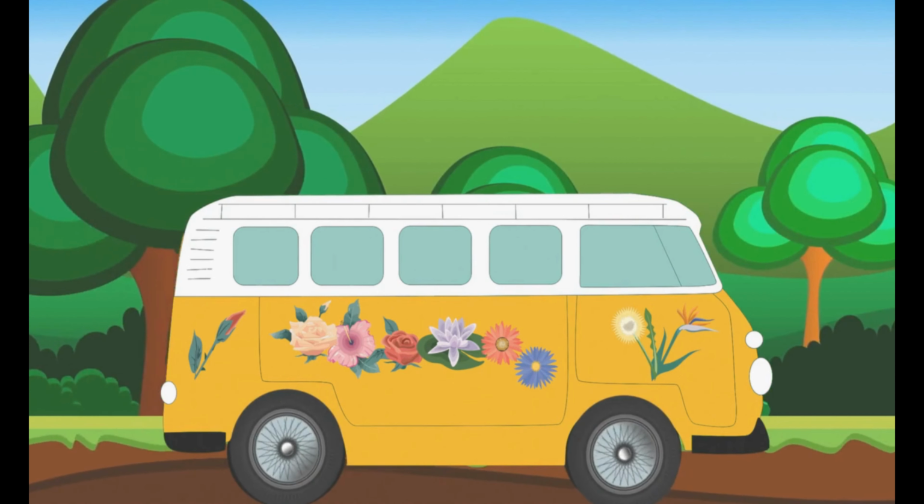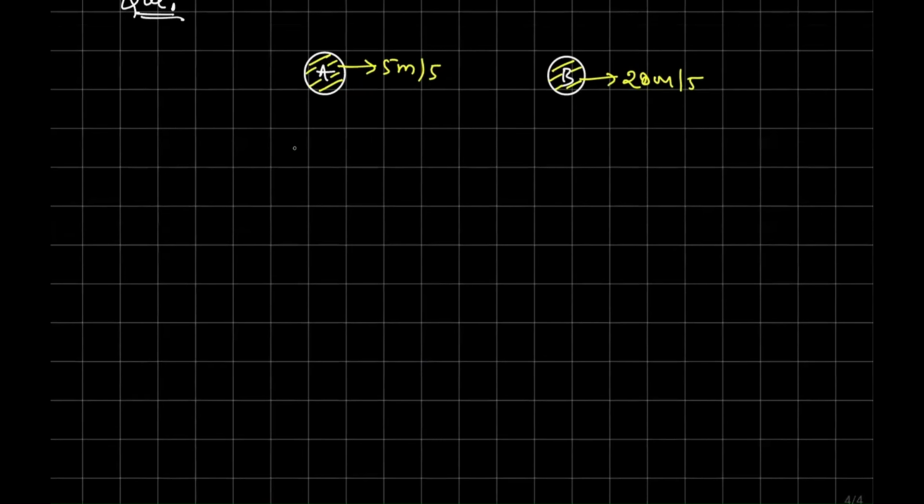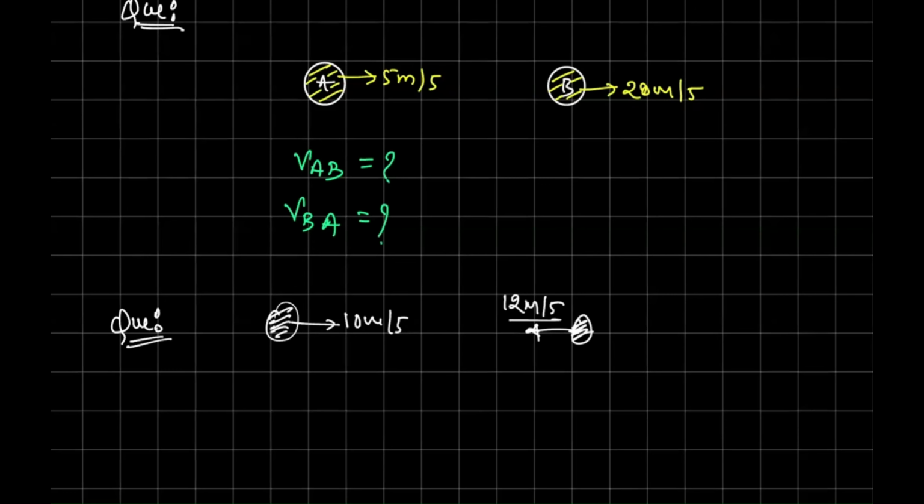Suppose this is your object A, this is your object B, and both objects are moving. Object A is moving with the speed of 5 meter per second, and object B is moving with the speed of 20 meter per second. You have to find the velocity of A with respect to B and velocity of B with respect to A. Velocity of A minus velocity of B: 5 minus 20 is minus 15.